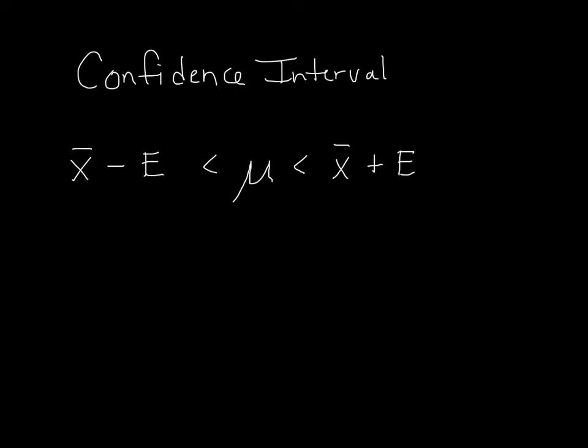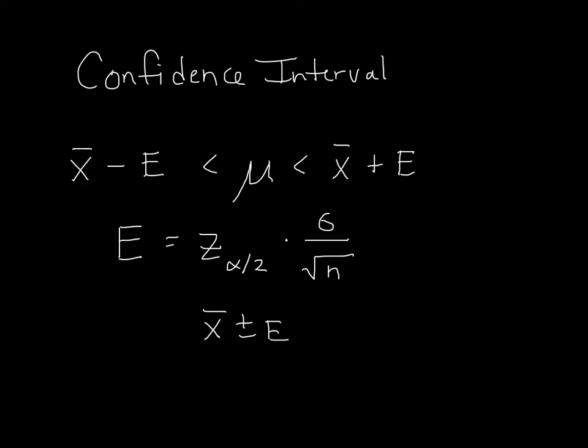Let's talk about E. The formula for our margin of error is the z-score of alpha divided by 2 times sigma divided by the square root of n. That's going to be our margin of error. So that's the formula we're going to use for finding E. And so our interval, we could also read it as x bar plus or minus our margin of error.